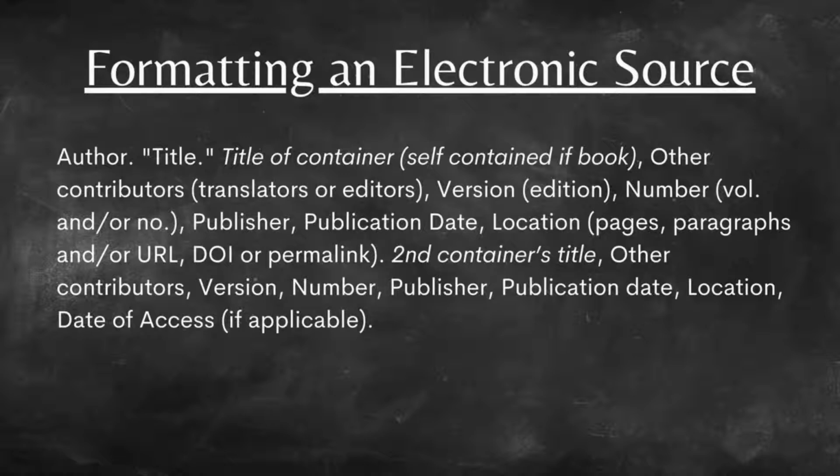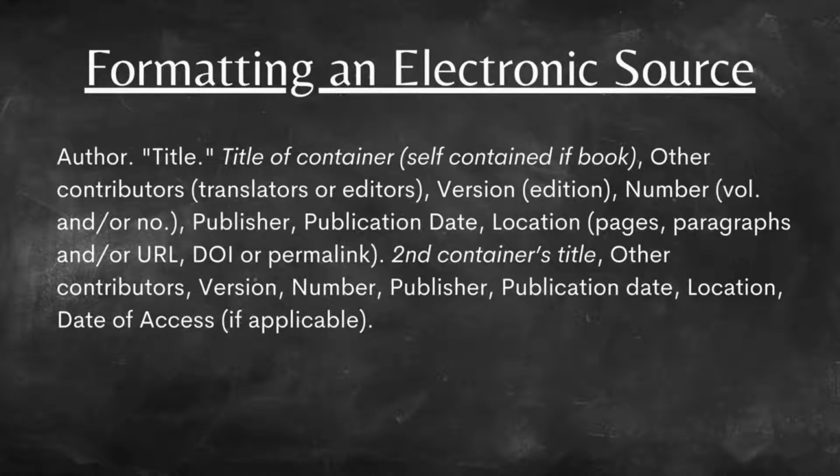And then if there's other contributors, so multiple authors, you put them after that comma. And then any translators or editors, in case there's different editions, you would put in brackets. You also put another comma, and then the version, the edition in brackets, the number, the volume.